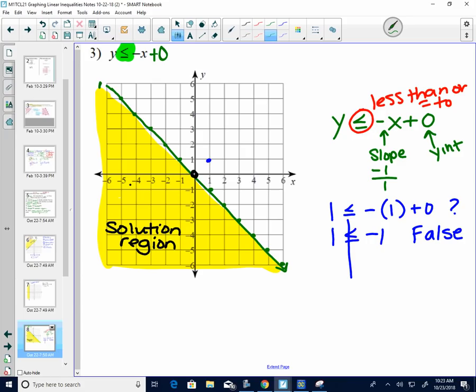And then from there, you could go down 1 to the right 1, because the slope is -1 over 1, as she's talking about over here. We connect all the points, and then we shade below. It's not open towards the y, so we shade below, and this whole area, including the line, is our solution region.